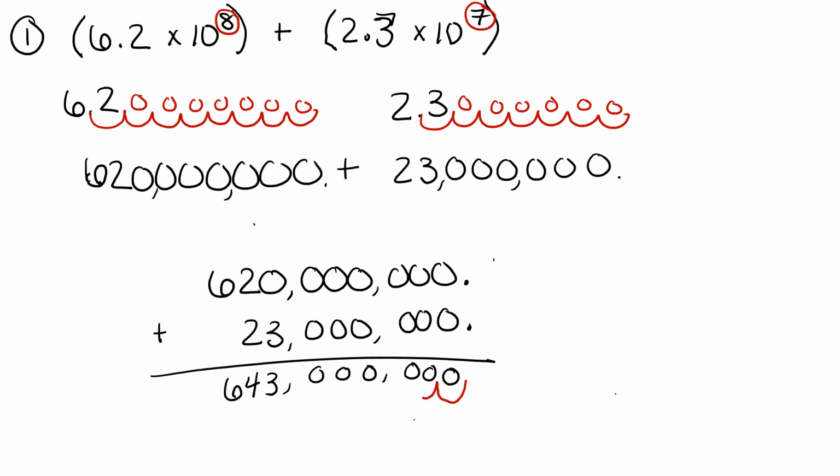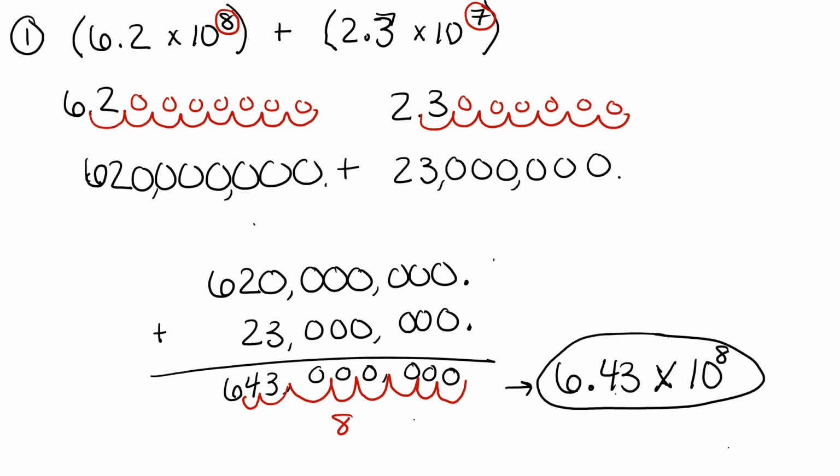We're going to take that answer, we're going to rewrite it in scientific notation. So we move the decimal 1, 2, 3, 4, 5, 6, 7, 8 times. And we find our final answer as 6.43 times 10 to the 8th power, because we move the decimal 8 times.